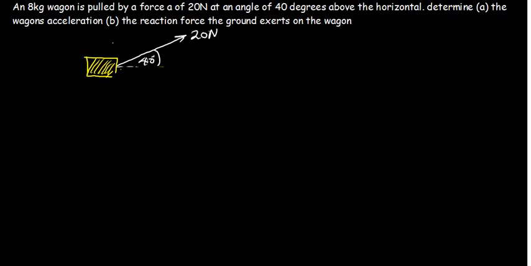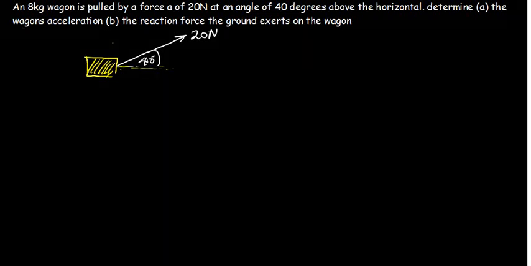An 8 kg wagon is pulled by a force of 20 newtons at an angle of 40 degrees above the horizontal. Determine the wagon's acceleration. To determine the acceleration, we need to get the component that is going in the direction of the movement. This object will not be able to move up.